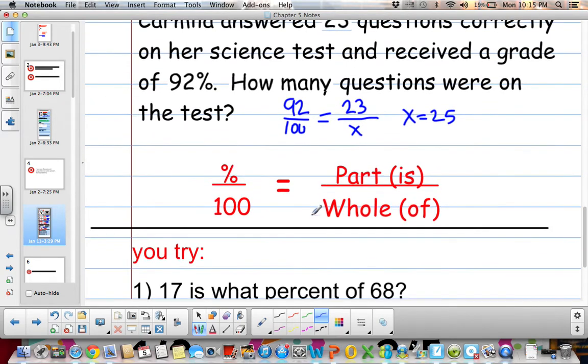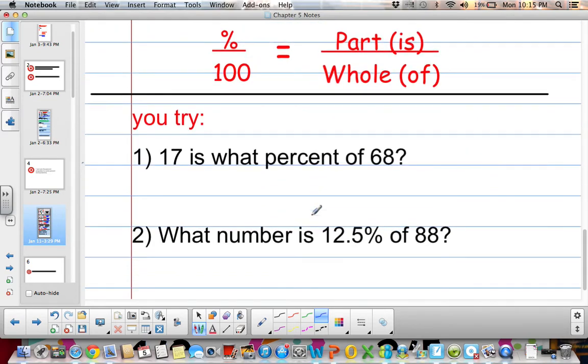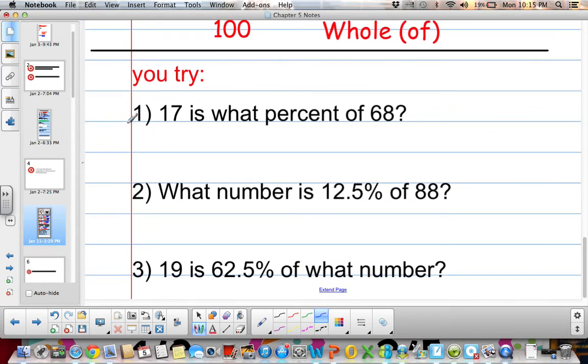Okay, I want you to pause and try number 1, 2, and 3 using the percent proportion. So set up a percent proportion, solve, and then come back and check your answers.